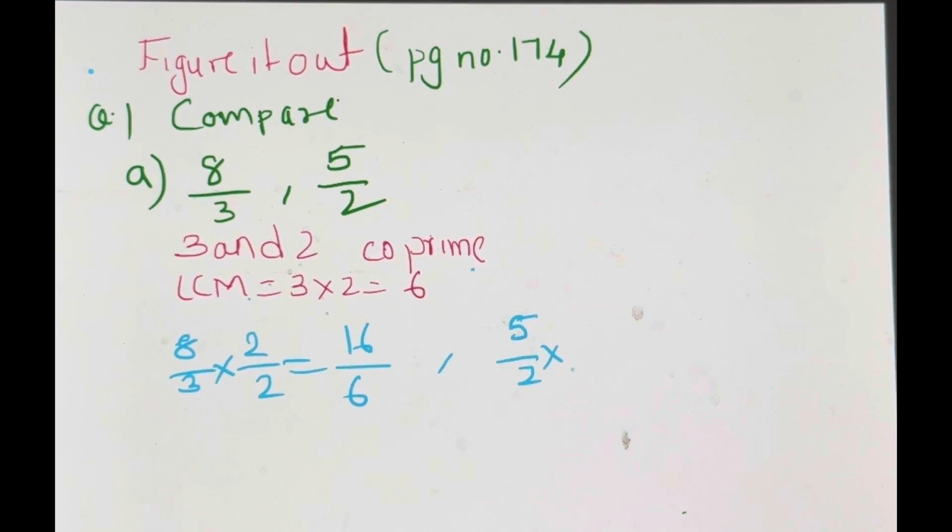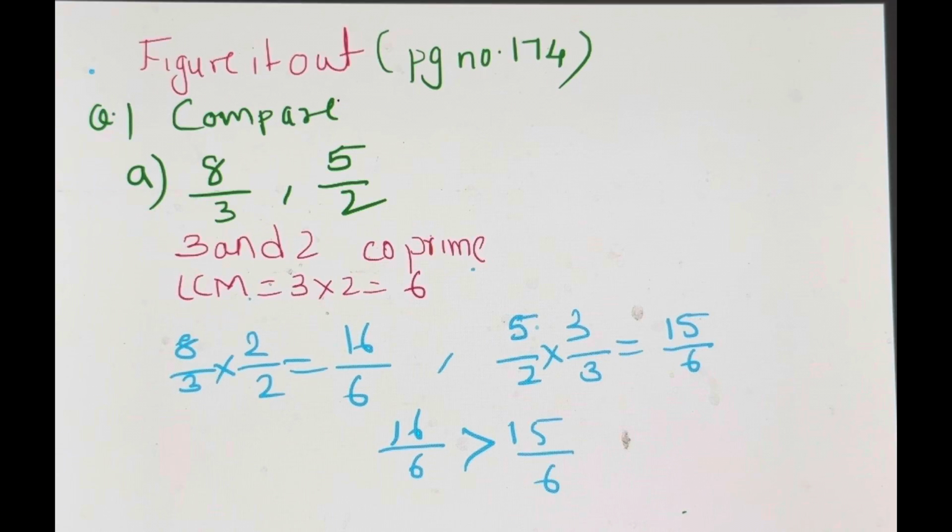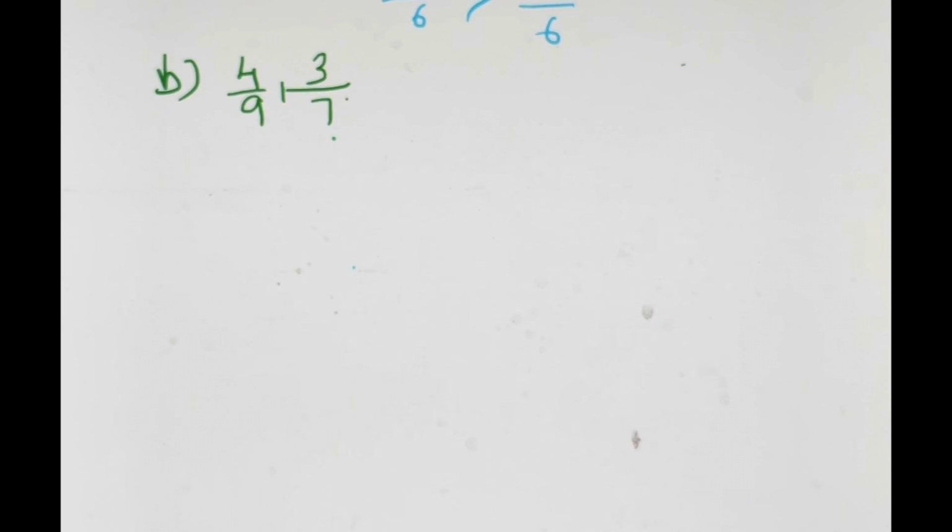Now we change the denominator to 6, so we multiply both by 3. 5 3s are 15, 2 3s are 6. Now we can easily compare 16 upon 6 and 15 upon 6. Which is greater? Naturally, the fraction with the greater numerator will be greater when the denominators are same.